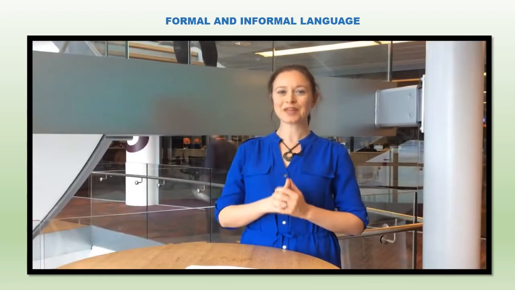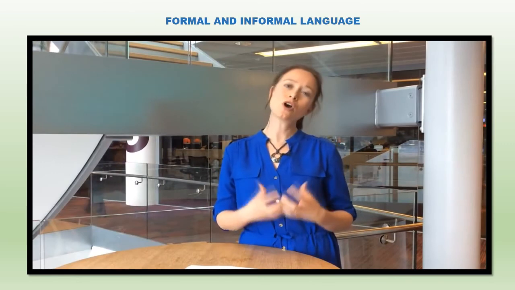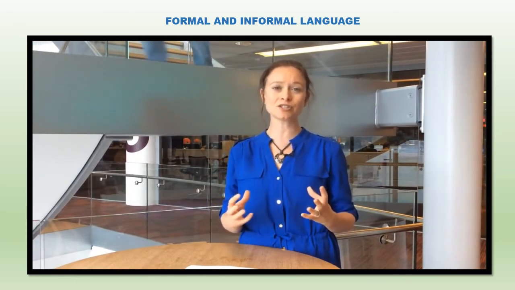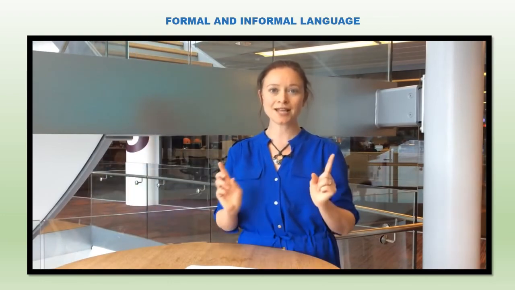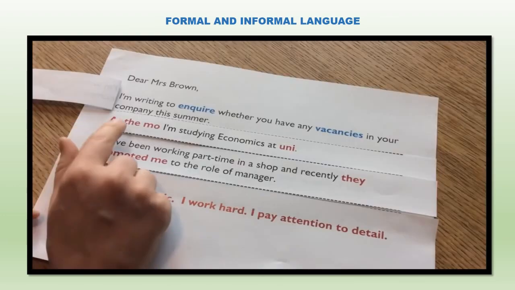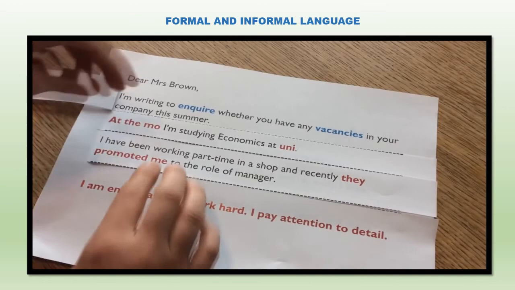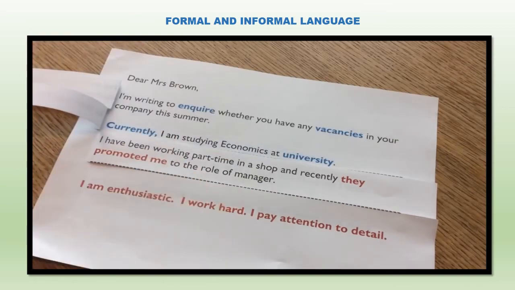Number 2, abbreviations. It's more common in informal language to use abbreviations, contractions, shortened forms of verbs. Let's have a look. So, here we have at the mo, which is short for at the moment. This is okay when you're speaking, but not when you're writing. Here we could use currently, which is even more formal. Same here, uni is short for university, so don't use this short form in a letter. Currently, I'm studying economics at university.